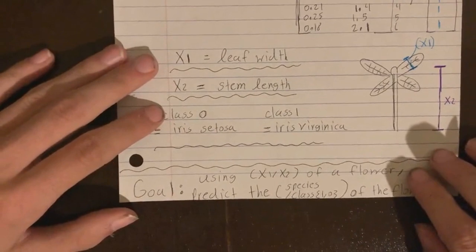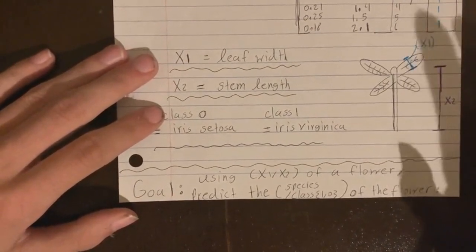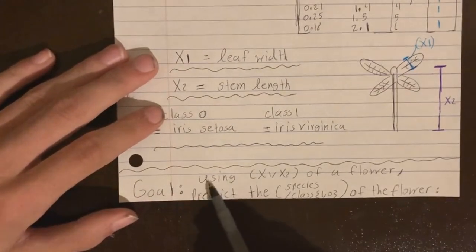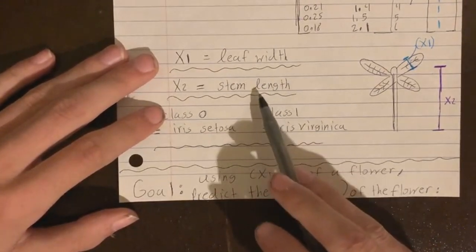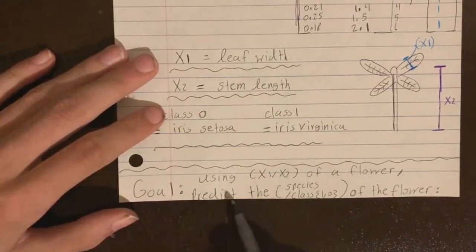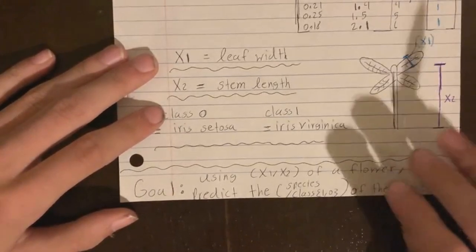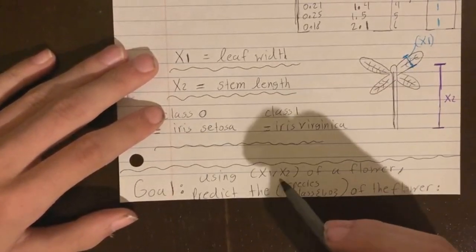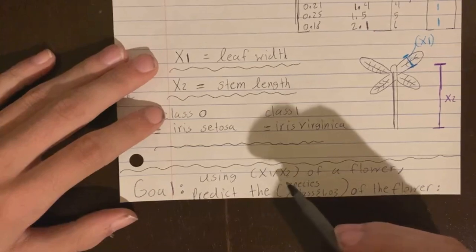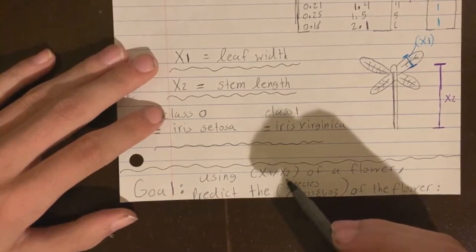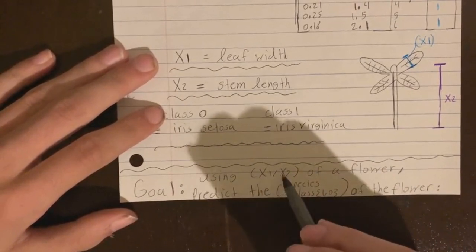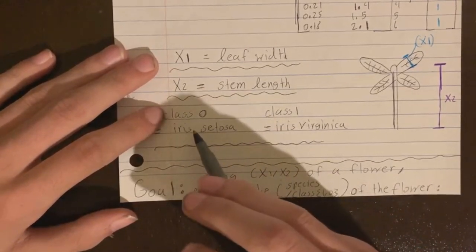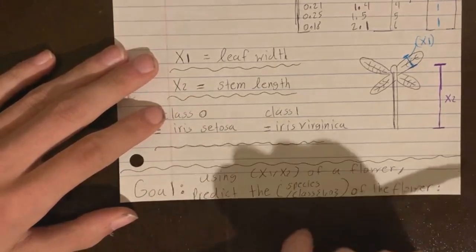So the goal of our support vector machine, or really any classification machine learning model, is to use the x1 and x2 features of a flower, so this leaf width and stem length, and using those, predict the species or class 1 or 0 of the flower. Right, that's what we're trying to do. So give me x1 and x2, and I want to be able to predict what the flower species is. Is it Iris setosa or is it Iris virginica? So take in the x1, x2 features and give out Iris setosa or Iris virginica.